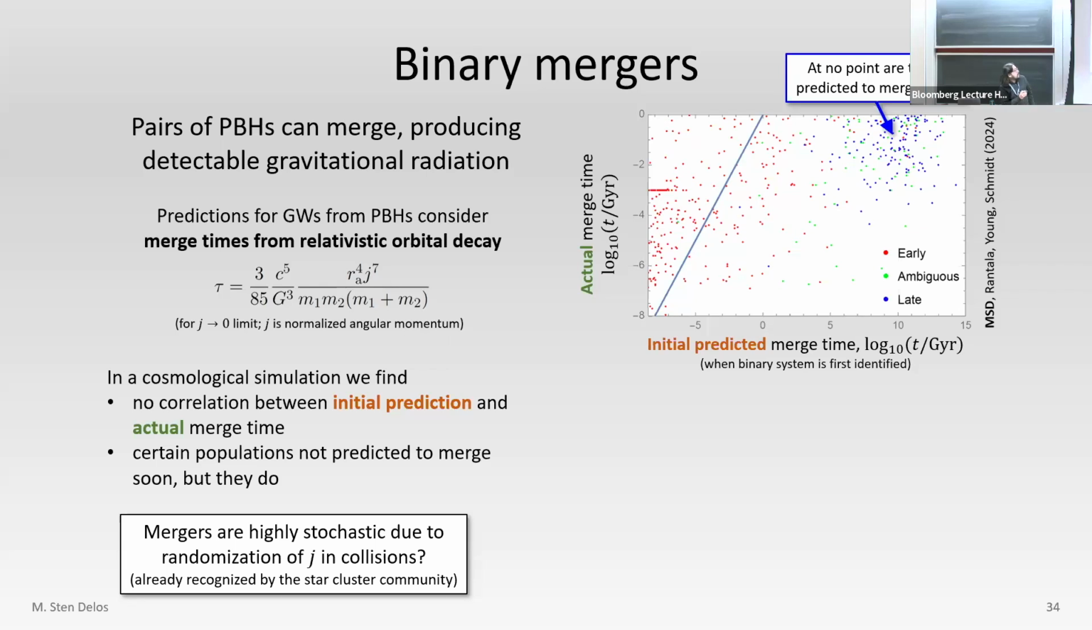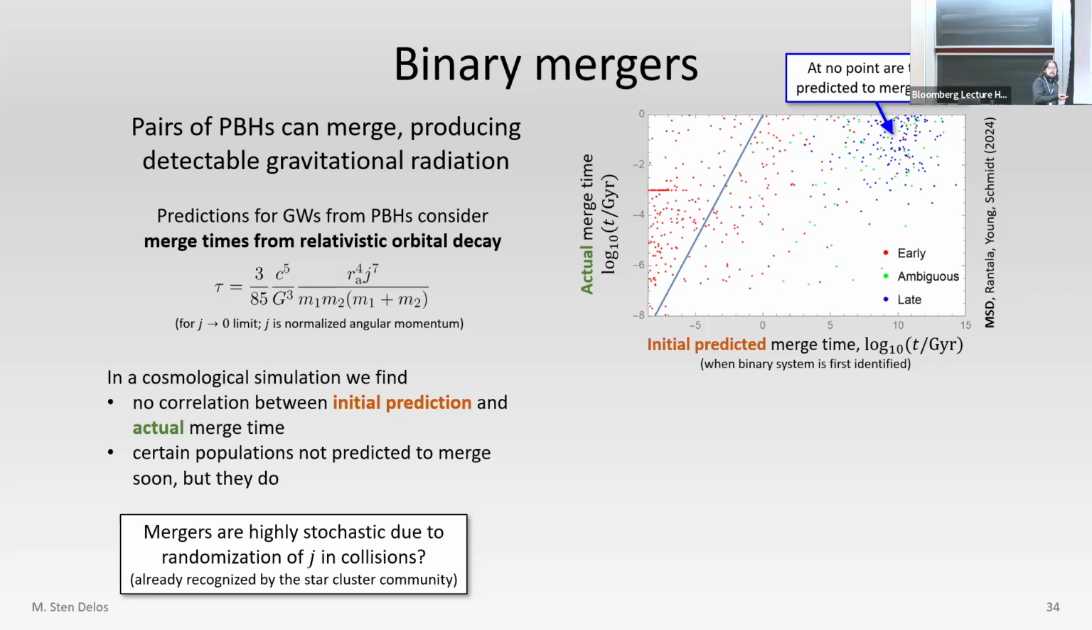But the other really interesting thing here is that there are some systems, there's this population that is not predicted to merge. Actually, this is log 10, so this is like 10 to the 10 gigayears. So you don't expect these to merge. And you can even look at them later. So this is when the system is first identified, but you can look at later and you still find that there's a population, there's always a population. This population is basically always never predicted to merge, but then it does merge.